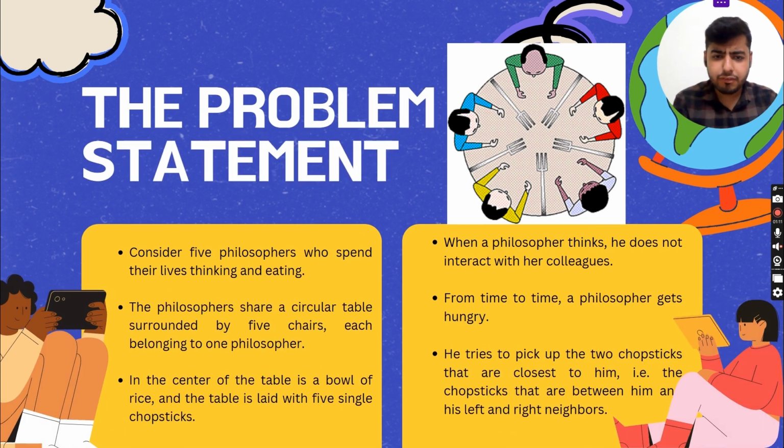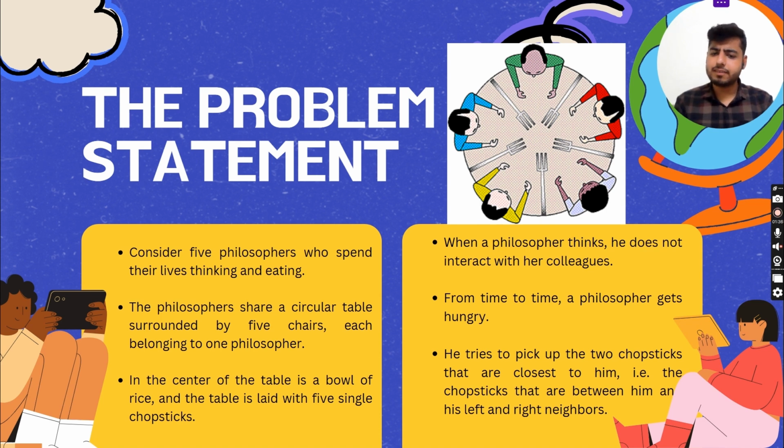So, as you can see here, consider five philosophers who spend their life thinking and eating. In the diagram, you can also see the philosophers share a circular table surrounded by five chairs, each belonging to one philosopher. In the center of the table is a bowl of rice, and the table is laid with five single chopsticks. Now, when a philosopher thinks, he does not interact with his colleagues.